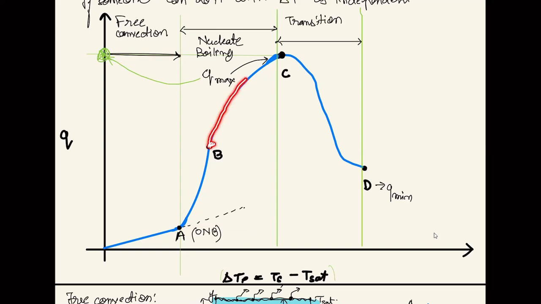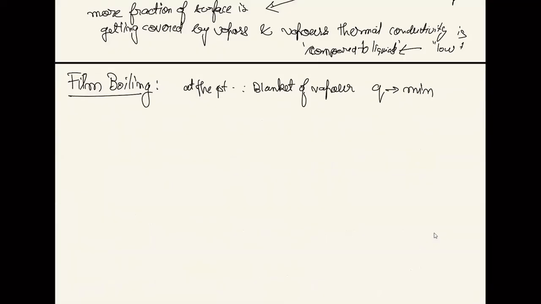decreasing as we are moving further, and delta T is increasing, and hence there will be a maxima after which H will further start decreasing a lot, and the delta T won't even be able to cover up for the decrease in H, and it will go down, and it will reach a point somewhere where the pool now completely has a blanket of vapor at the solid interface, and at that particular point the value of H will be minimum.